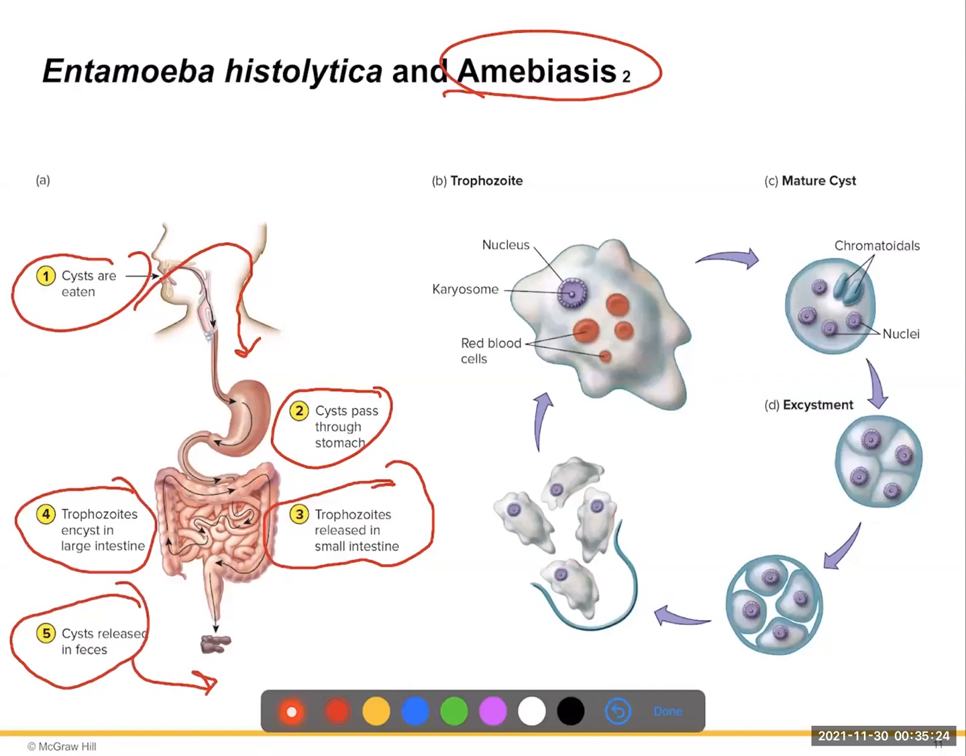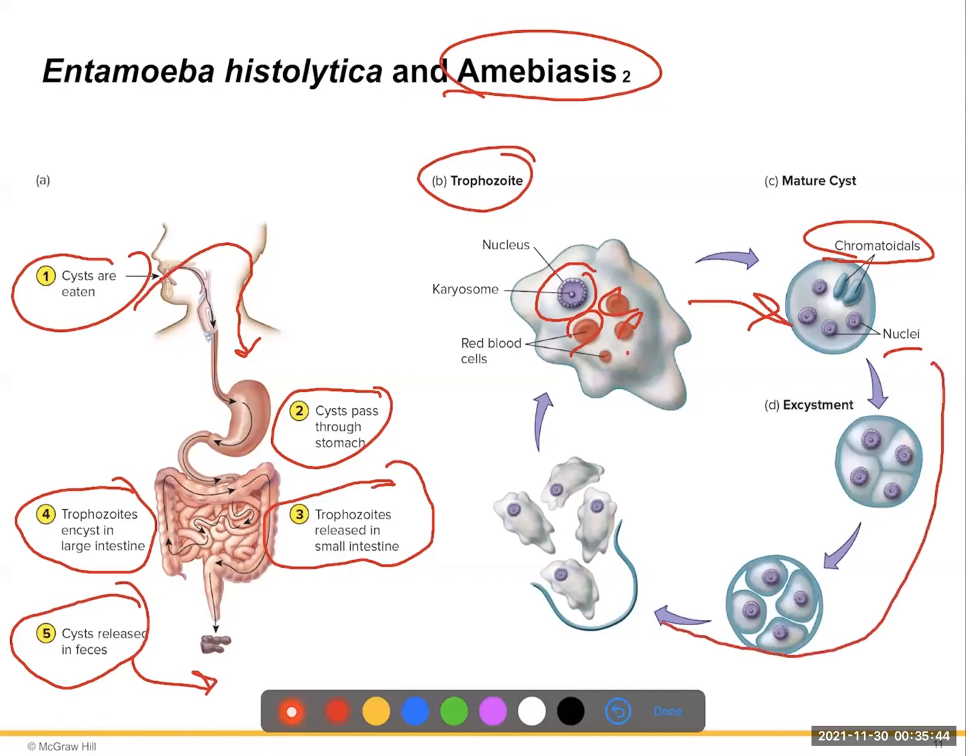So there are 2 different forms in the human body. This is the trophozoite form, the active form, with 1 large nucleus. It incorporates red blood cells inside of it. Then it becomes the mature cyst, which has 4 nuclei and chromatoidals, which are your ribosomes. Then the cyst is released from the body through fecal matter. These are taken in by the next host, go into the large intestine, and start over again. It affects multiple humans, multiple organisms the same way.